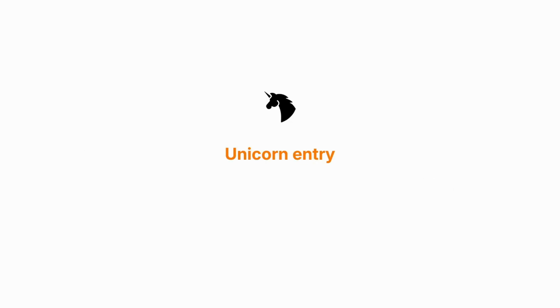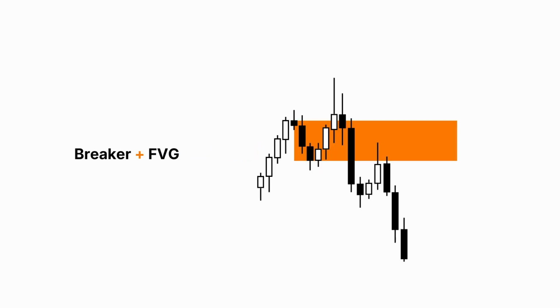There is even something stronger signifying a change in direction. It is called a unicorn entry, and it is the strongest entry possible. It can increase your win rate by a lot. It is when a breaker gets created, and in the same leg that created the breaker block, a fair value gap gets created. I would say it is not one of the strongest entries possible, but the strongest entry possible.